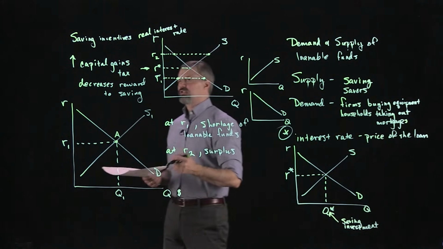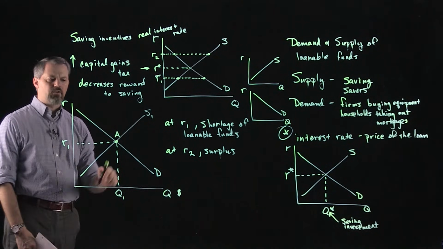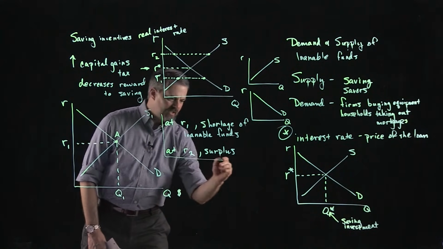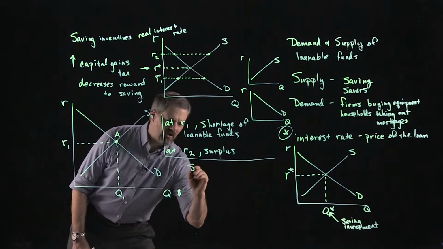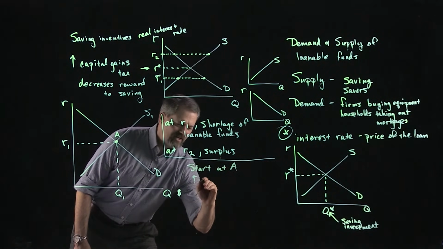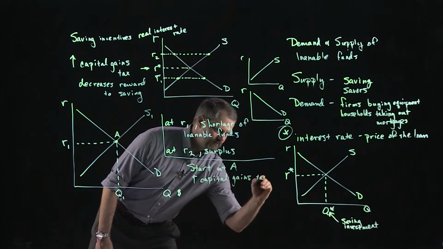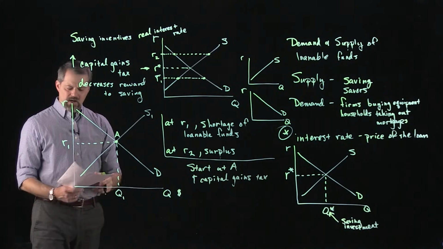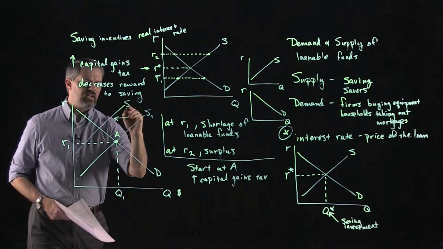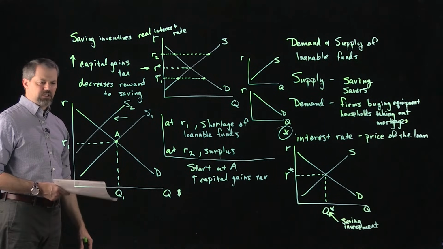So if we have an increase in the capital gains tax, then that decreases the reward to saving, all other things equal, and it's going to reduce... Let me put a little box around this. Let me put my story right down here. I'm going to start at A. Increase in capital gains tax. That reduces my supply of loanable funds, S1 to S2. Okay? So our supply of loanable funds shifts to the left.